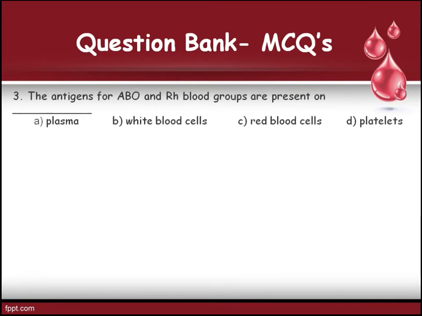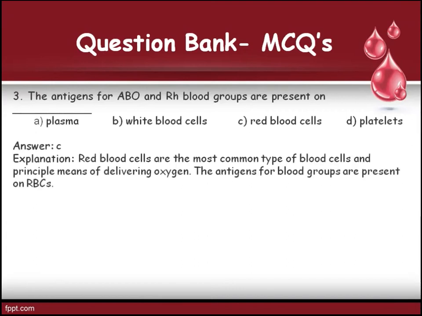Next question. The antigen for ABO and Rh blood group are present on: first one is plasma, second is white blood cells, third is red blood cells, and fourth one is the platelet. The answer is C, red blood cells, because these red blood cells are the most common type of blood cells and the principal means of delivering oxygen. The antigen for blood group are present on RBCs.